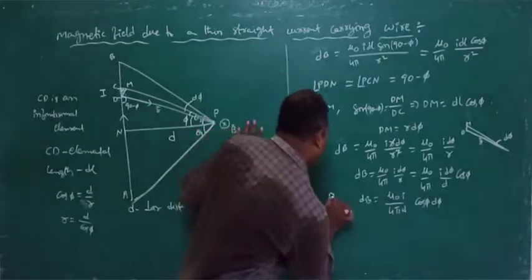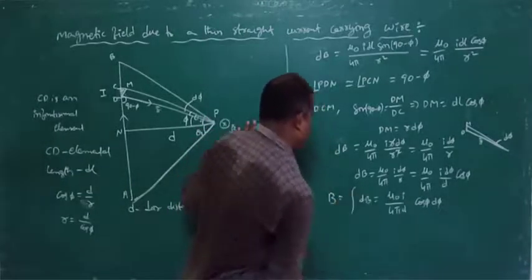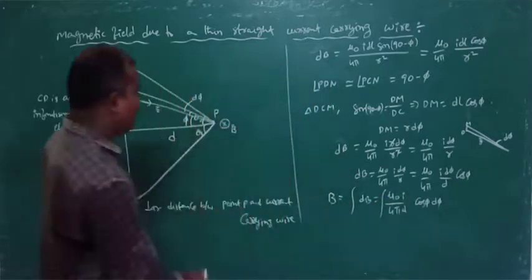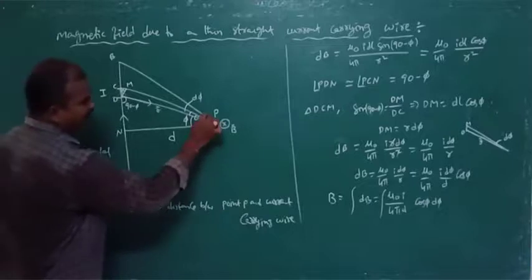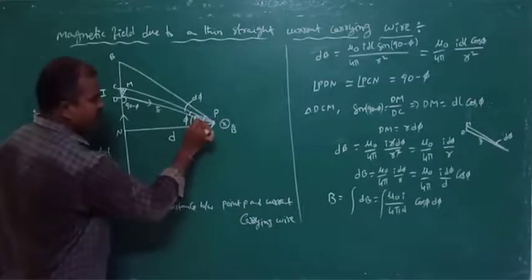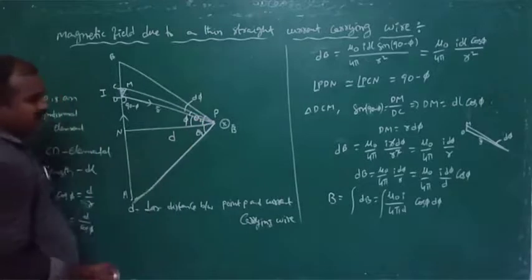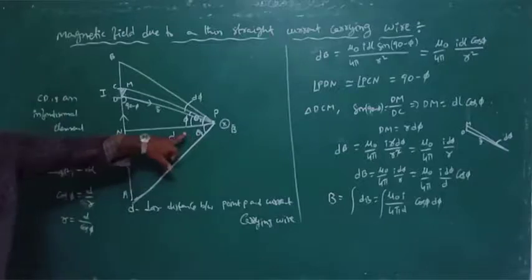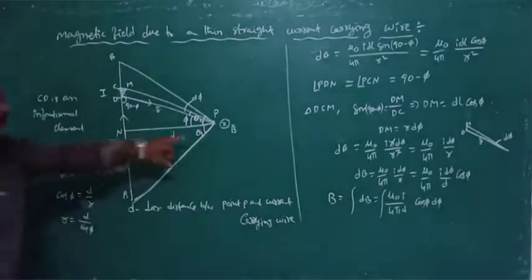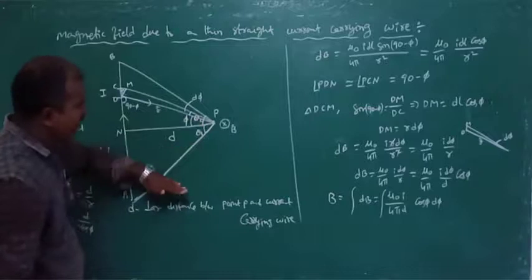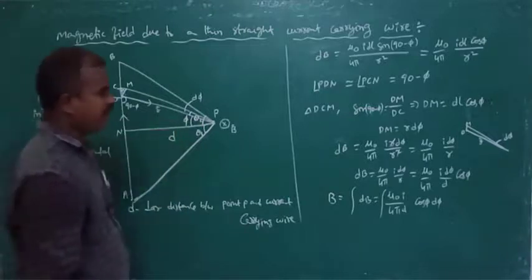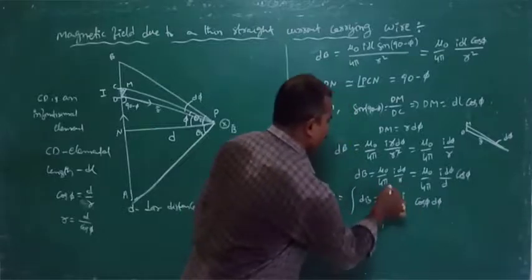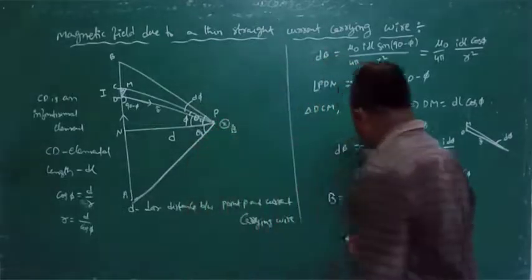We need to find the magnetic field induction due to the complete wire. B is equal to the integral, where we integrate from theta 1 to theta 2. The theta 1 direction is negative, which means minus theta 1 to theta 2. This direction below the horizontal makes the angle theta 1, so we integrate from minus theta 1 to theta 2.